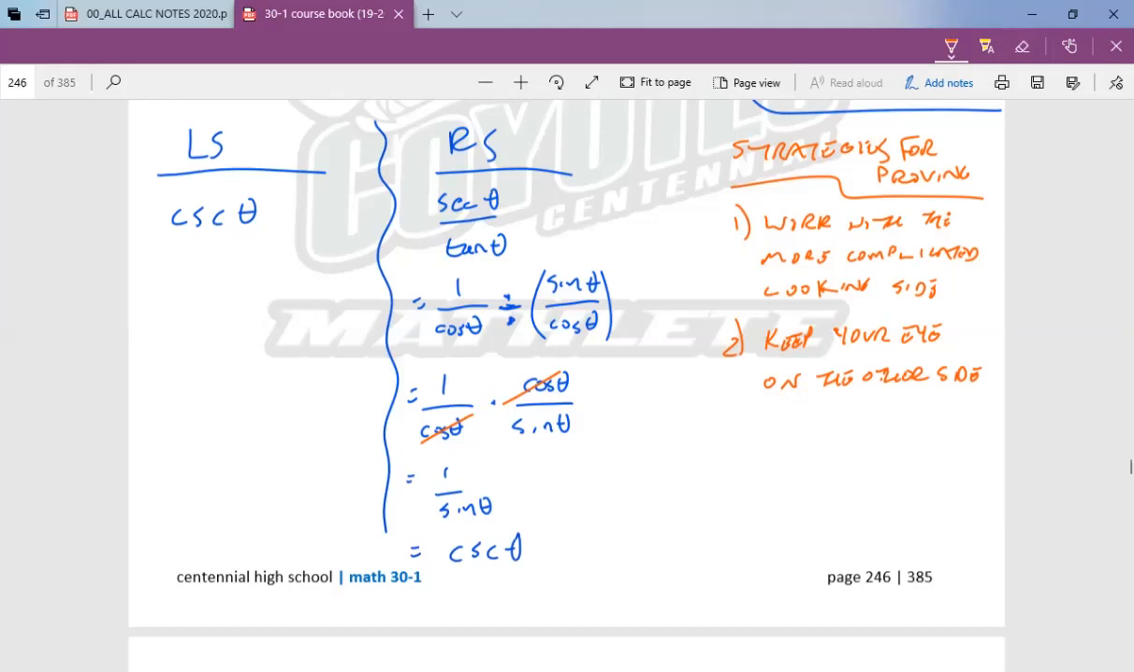So a couple of things. Strategy number 3 is express trig functions in terms of sine and cos. So often we're going to be taking secant and calling it 1 over cos. We're going to be taking tangent and calling it sine over cos. So that's going to be a strategy.